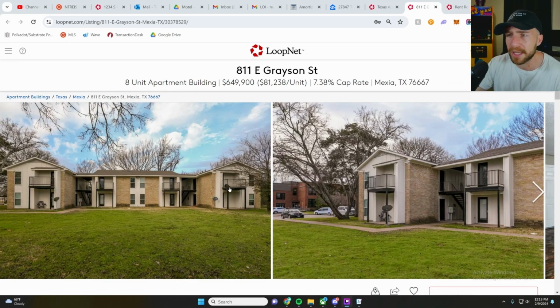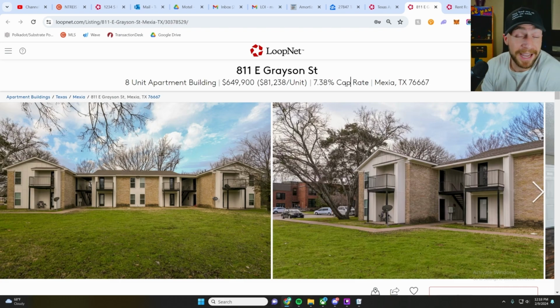So I pulled up this random apartment building in Mexia, Texas. So Mexia means middle of nowhere. I think it's an abbreviation for middle of nowhere because I've never heard of Mexia. And they say their cap rate is 7.38%. So what does that even mean? Having a cap rate of 7.38%. Is that good? Is that bad?